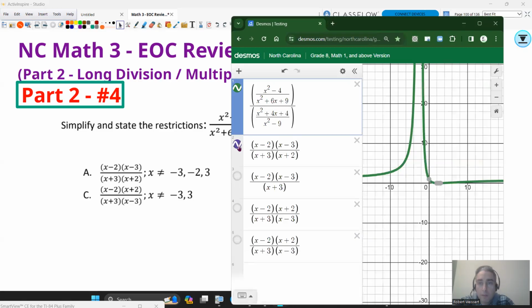So I'm not seeing that. Oh, it looks like it's the same graph. Looks like A is the answer. It's definitely not B, C, or D. So I have my answer. My answer is going to be A.